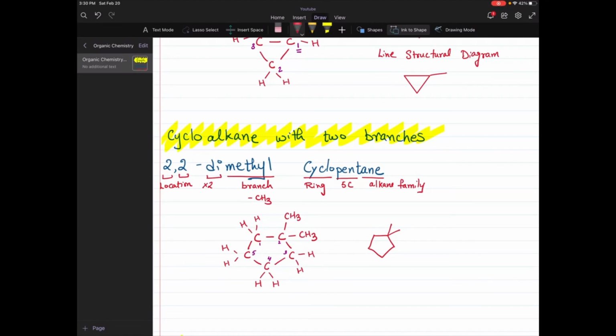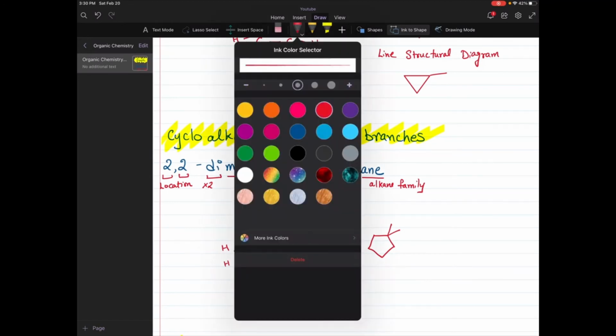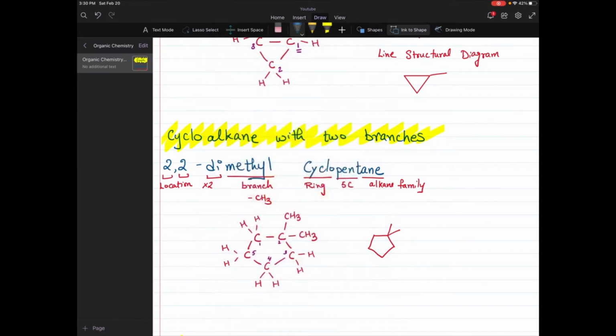A simple line structural diagram for this would look like that, with 2 branches sticking out for methyl on it. Now, this compound, the name 2,2-dimethyl cyclopentane, would not exist, because the location where the branches are, that is where you will start counting the numbers. So technically speaking, the name for this compound should have been 1,1. So it's a correction at the bottom. I will put a correction here.